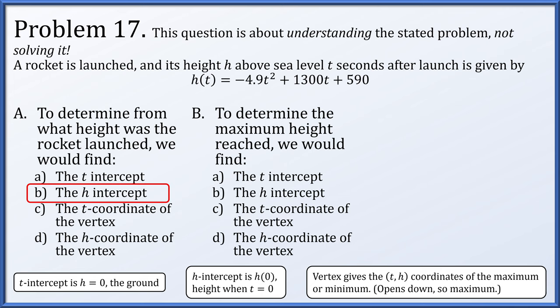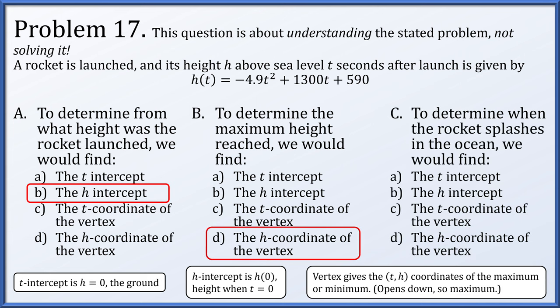Next, to determine the maximum height reached, well, we've already said that the vertex gives us a maximum or minimum height. Since it's opening down because of its negative leading coefficient, we get a maximum. So that is the height coordinate of the vertex. And then to determine when the rocket splashes into the ocean, what would we find? Well, we're definitely not looking for a maximum height or when that happens. We're looking for when the height is zero. In other words, the t-intercept.